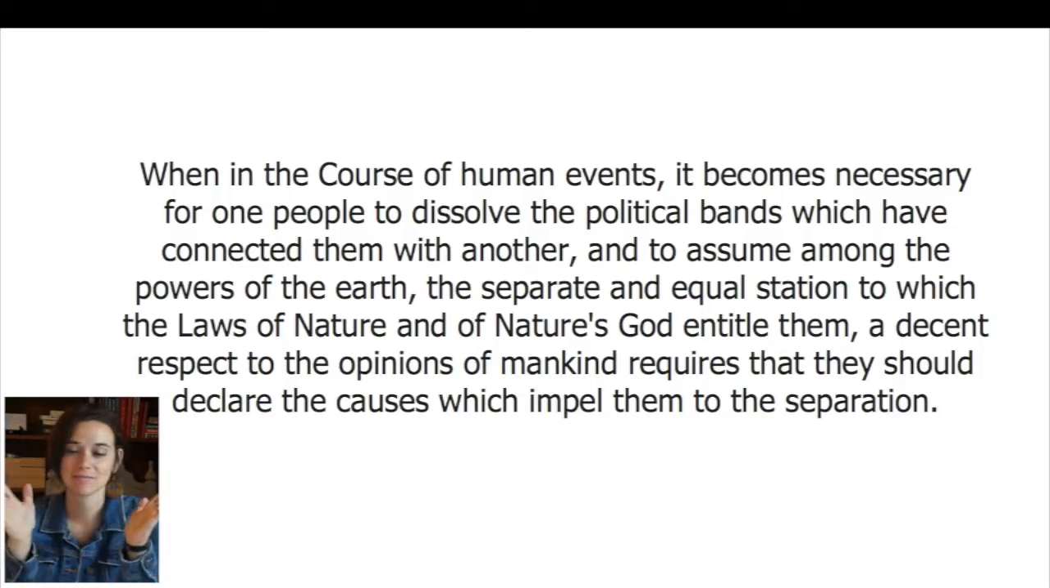Sentence diagrams. And today we will be looking at the first sentence of the United States Declaration of Independence. It's a pretty complicated sentence, and I'm going to start by reading it to you.